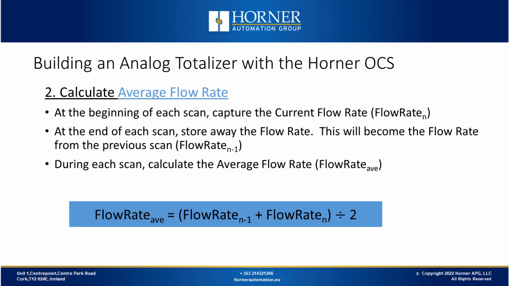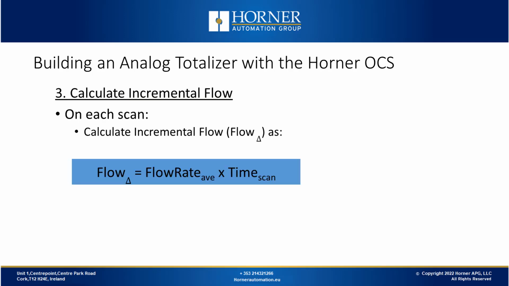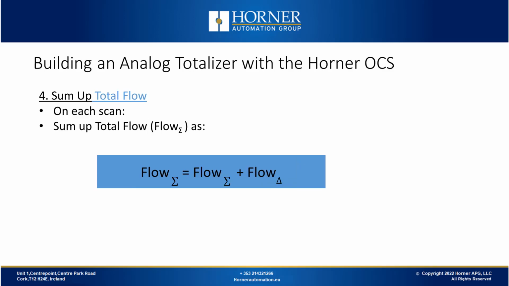Now that we've calculated our elapsed time, we need to calculate our average flow rate. For that, we look at our analog reading this scan, add it to the analog reading of the previous scan, and divide by 2, and that's the average flow rate. Calculating the incremental flow is the area under the curve of that trapezoid, which is our average flow rate that we just calculated multiplied by the scan time that we also calculated earlier, and that gives us our incremental flow. So next is just adding the incremental flow to an accumulator and keeping track of our total flow.